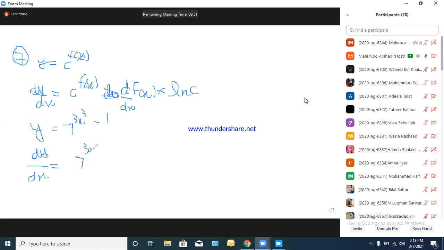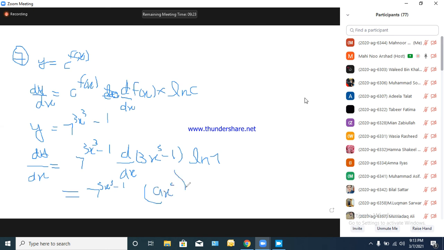So here will be 7 raised to the power 3x cube minus 1, and derivative of 3x cube minus 1, and then derivative log of 7. So it will be 7 raised to the power 3x cube minus 1, times 9x square, times log of 7.